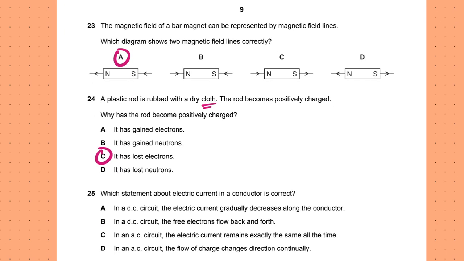Which statement about electric current in a conductor is correct? In a DC circuit, the electric current gradually decreases along the conductor. Not true. Current is the same. In a DC circuit, the free electrons flow back and forth. Not true. This is for AC circuits. In an AC circuit, the electric current remains exactly the same at all time. Not true again, right? In an AC circuit, the electric current magnitude also changes and its direction also changes. By default, D must be correct, which it is, that the flow of charge changes direction continually. So it's going in one direction first and then it switches its direction.